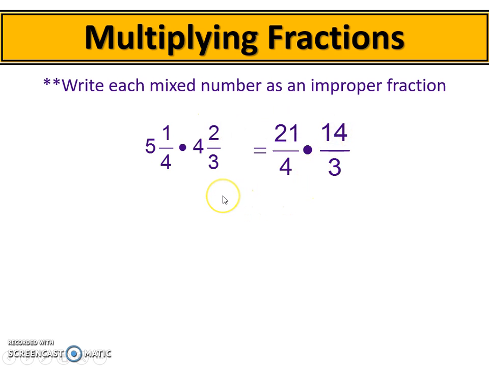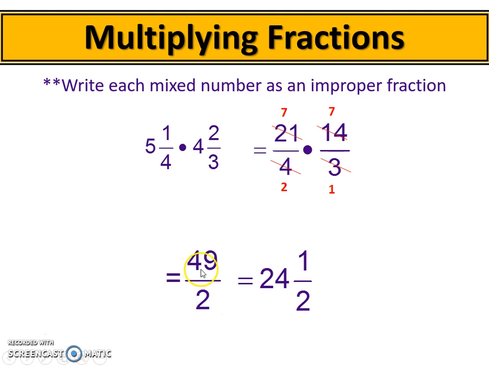All right, so now we can multiply numerators and denominators, but first I see some common factors I can cancel out. 21 and 3 are both divisible by 3. 3 goes into 3 once, and 3 goes into 21 7 times. 14 and 4 are both divisible by 2, so 2 goes into 14 7 times, and 2 goes into 4 twice. And now when I multiply, I have 49/2. And again, we're not going to leave our answer like this. We'll rewrite it as a mixed number. 2 goes into 49 a full 24 times with a remainder of 1, so 24 1/2.